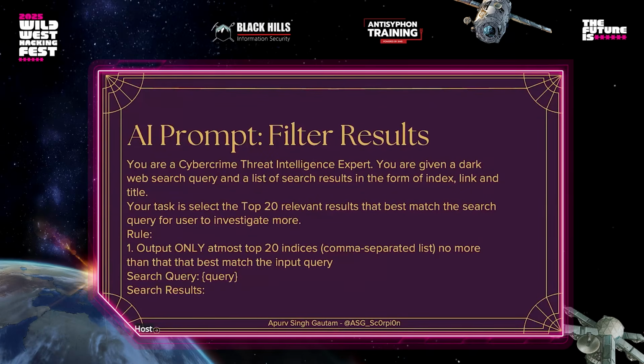Going to the filter results, this is where I'm filtering the 200-plus results into 20. So you see I just said give me the top 20 results, that's it. This query doesn't look that complex, but I had to refine this prompt the most, because it was not giving me good top 20 results if I just gave it the link and the name of the site, so the link and title.